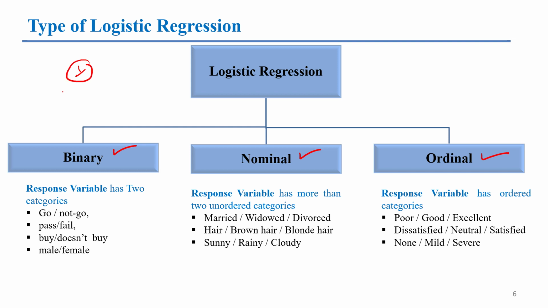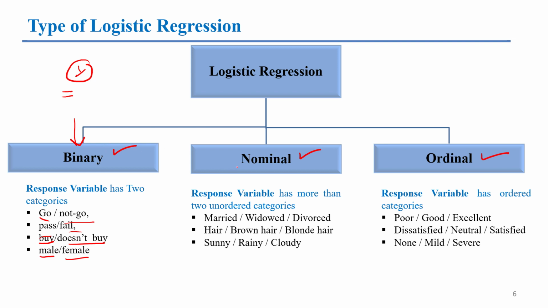If the dependent variable has only two options, either go or not go, pass or fail, yes or no, should I buy the product or not buy the product, is it a male or a female, right? So if the dependent variable has only two categories, then we should apply binary logistic regression.